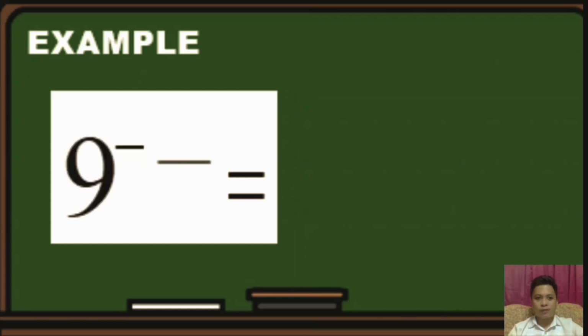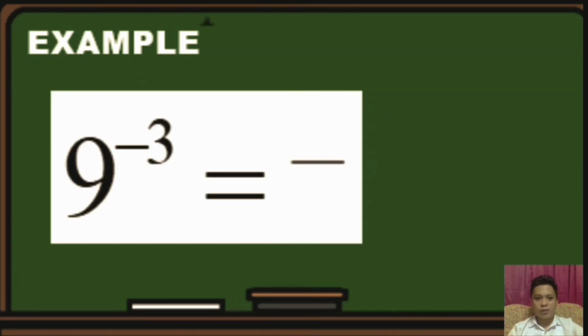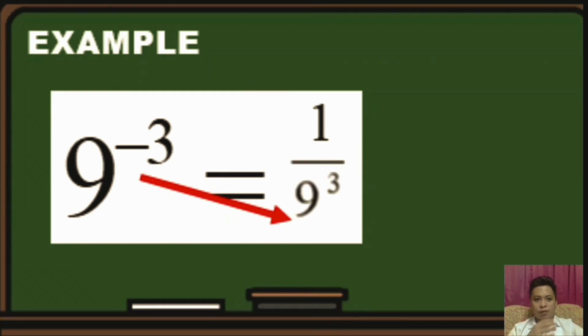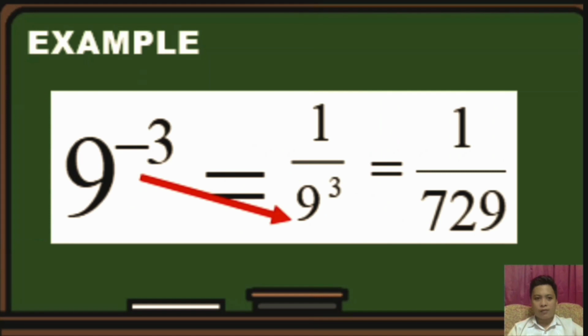So first, we will write it as a fraction. We will write 1 as our numerator. Then, write the given in the denominator, but after writing it down in the denominator, the exponent of the given will change. That's why the denominator has 9 raised to 3. Then, simplify it, it is equal to 1 over 729.